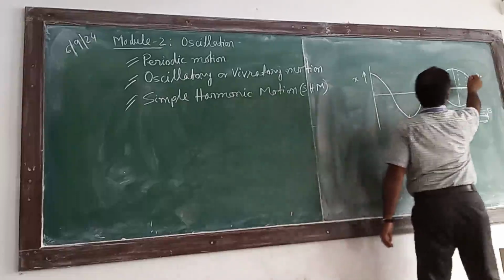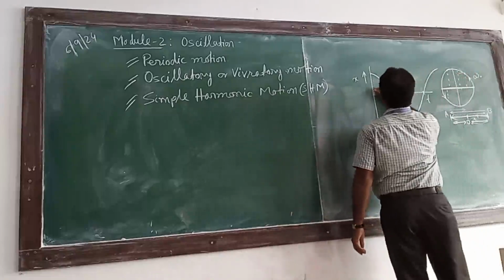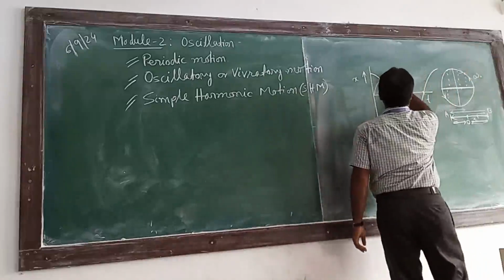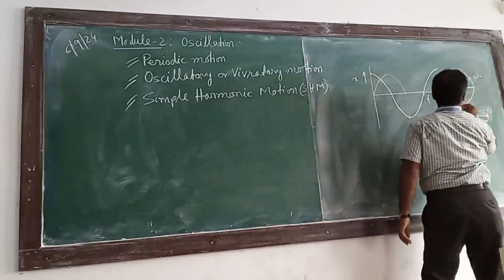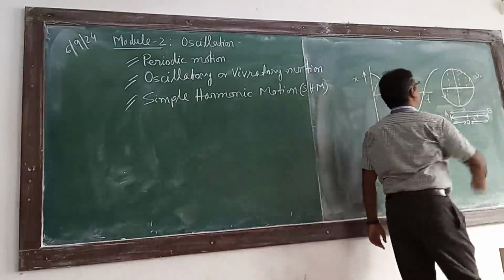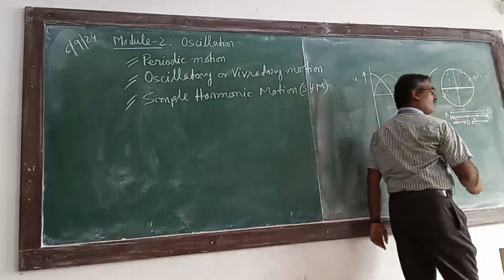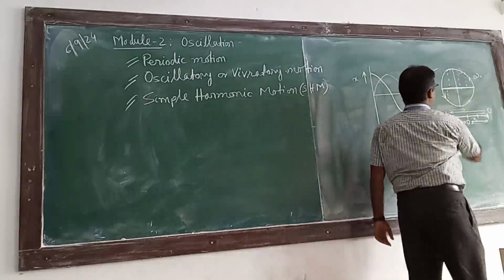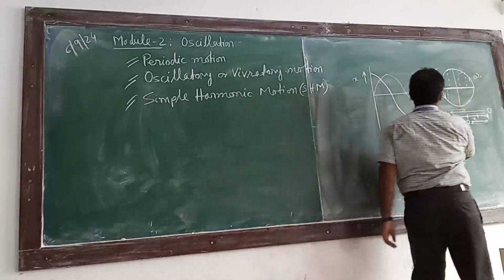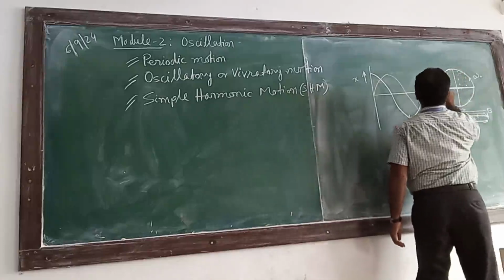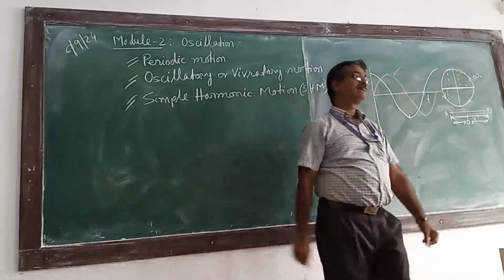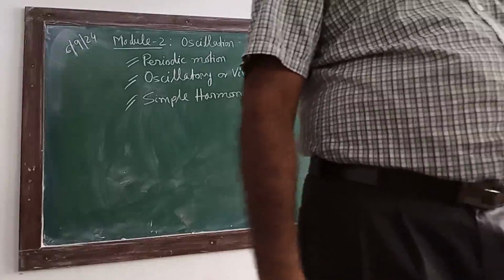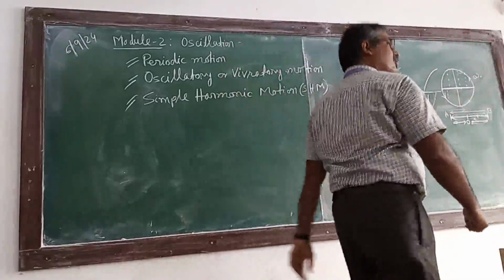Or if the particle goes in this direction, then it is maximum when it comes here. After that, it decreases again when it comes here. How it is moving in this direction. After that, when it comes here, it is negative maximum. And again when it comes here, it is 0. So this is the sine curve. So the simple harmonic motion may be sine or cosine, anything. So this is the simple harmonic motion.